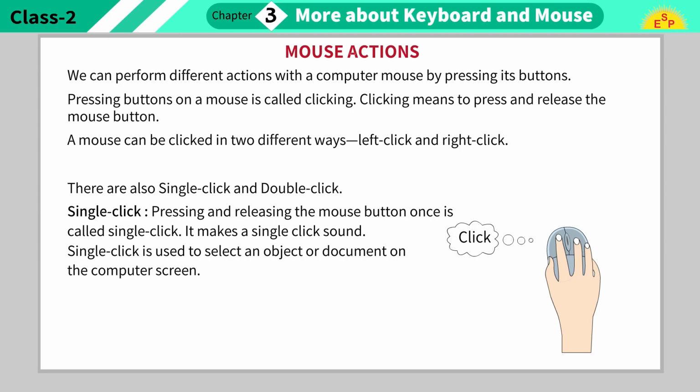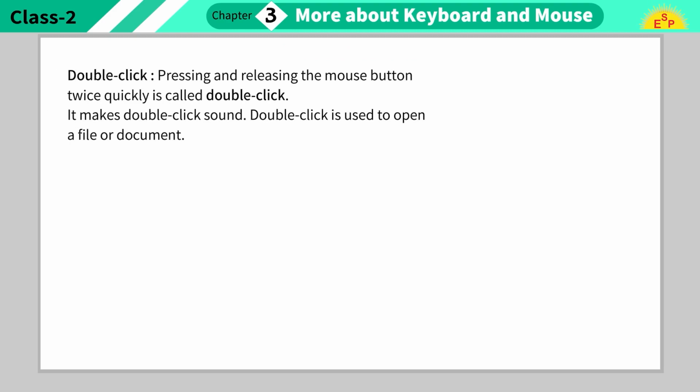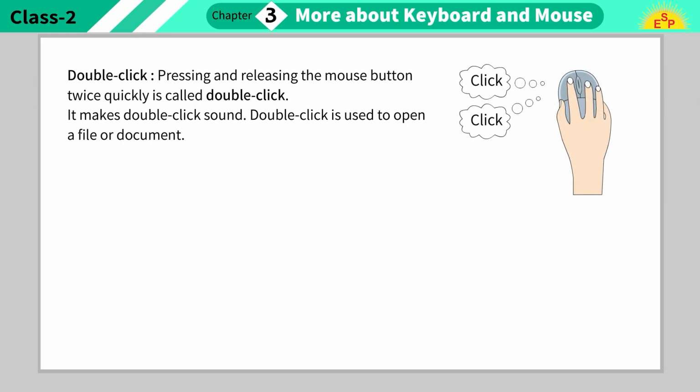Single click, pressing and releasing the mouse button once is called single click. It makes a single click sound. Single click is used to select an object or document on the computer screen. Double click, pressing and releasing the mouse button twice quickly is called double click. It makes a double click sound. Double click is used to open a file or document.